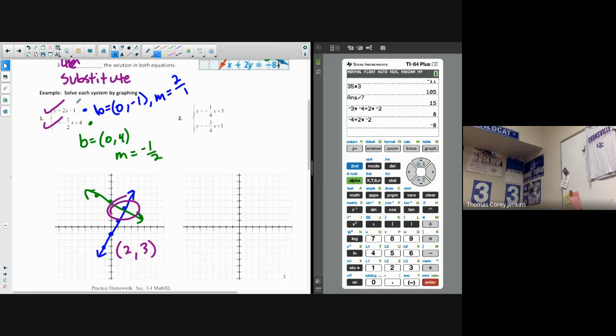So for this one, I'm going to lean on my graphing calculator a little bit more. So let's look at that. So instead of just thinking about M and B, I'm just going to go ahead and type these in. I'm going to clear out. So I went to y equals to graph anything. So first thing I want is -1/4 x plus 3.